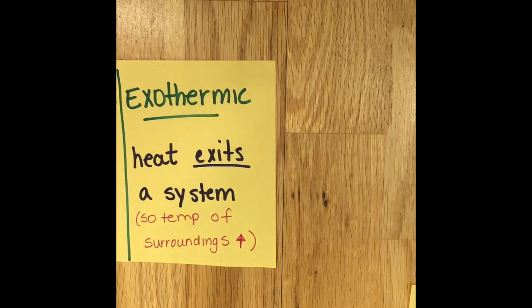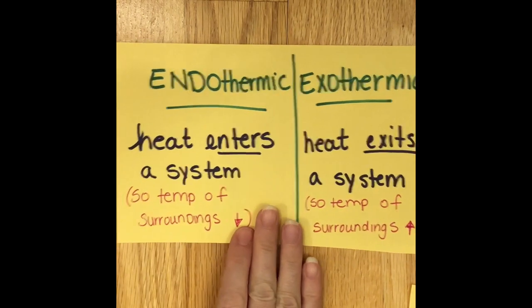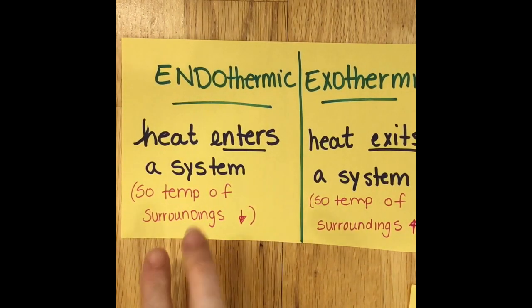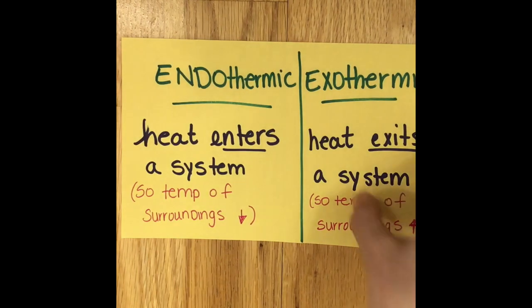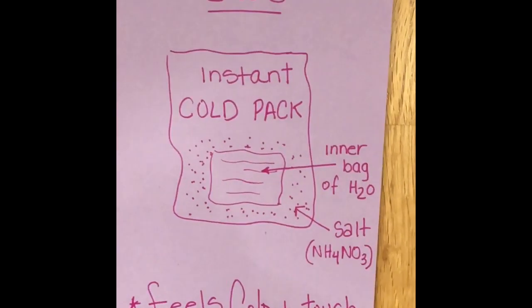Now, there's another type of word that's opposite of exothermic, and that's endothermic. In endothermic, heat does the opposite, and that is heat enters a system from the surroundings. And so what would be a situation that is endothermic? That would be something like an instant cold pack, right?